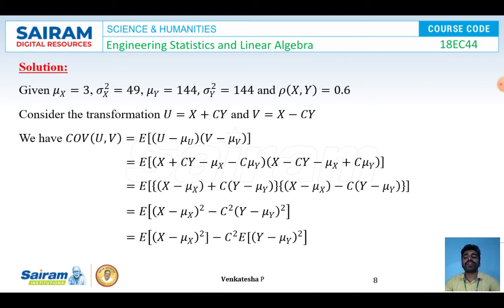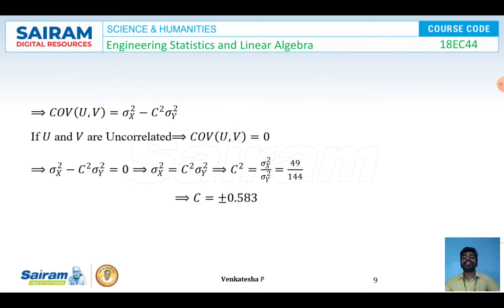So I got the covariance of u comma v is equal to sigma x square minus c square sigma y square. Since they have given that u and v are uncorrelated random variables, we will be having covariance of u comma v equal to 0. So if covariance of u comma v is equal to 0, we got sigma x square minus c square sigma y square is equal to 0. Sigma x square is equal to c square sigma y square. C square is given by sigma x square by sigma y square. It is given by 49 by 144. The value of c is plus or minus 0.583.